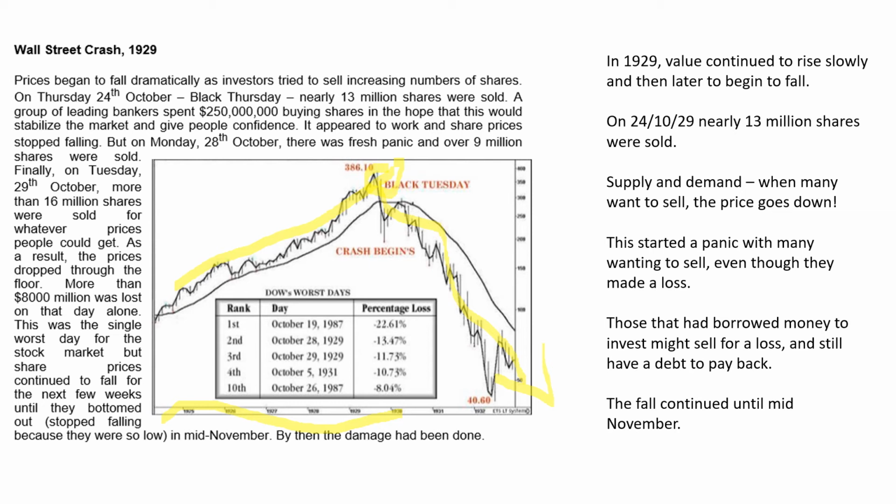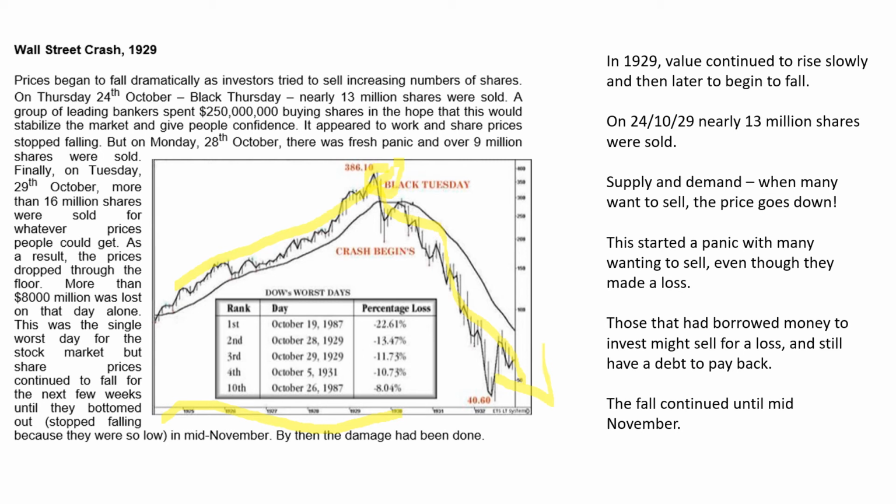sold. Now, a group of leading bankers spent $250 million buying shares in the hope that this would stabilize the market and give people confidence. So the banks did not want lots of people selling their shares at the same time. They knew that if many people started to sell their shares, people would lose money. And people had been borrowing money from the bank to buy the shares. So if people lost money, the banks were afraid that people would not be able to pay back their debt. So the banks tried to save the economy.